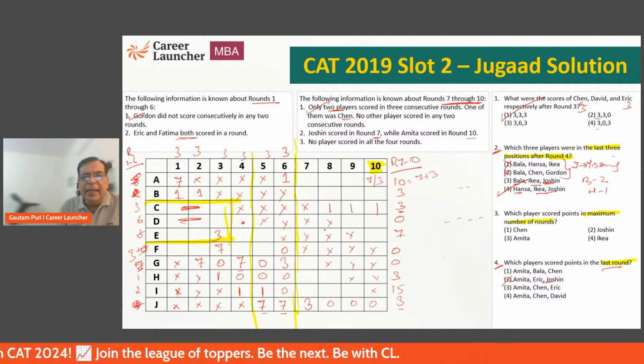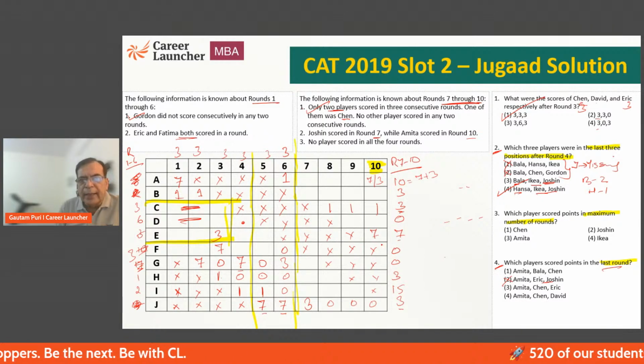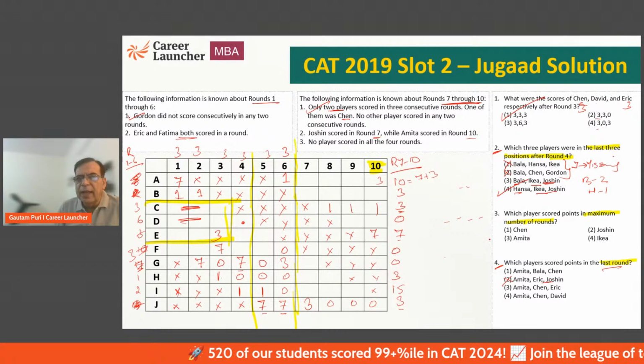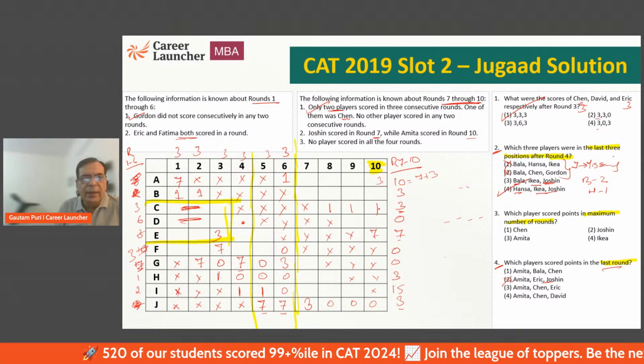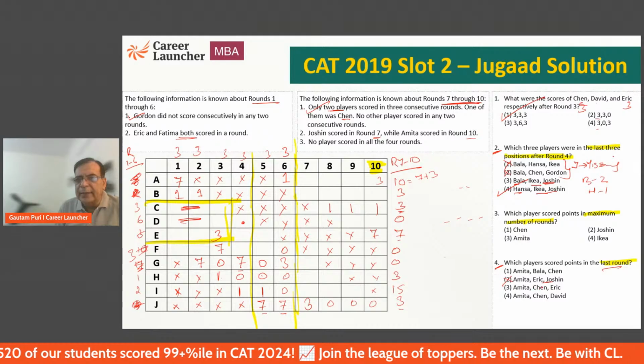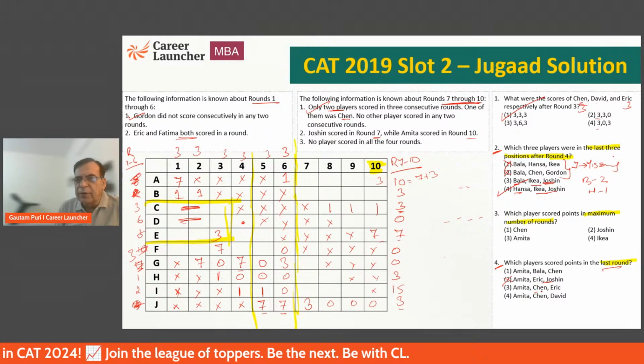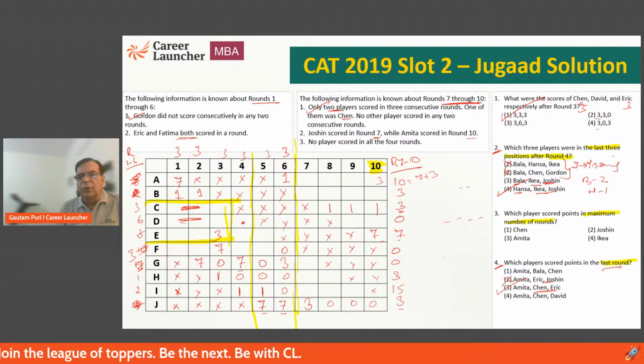Similarly, if you look at E, E has scored 7 points in round 10. So round 10, we have got the answer. Round 10, we have the answer for C, E. C we already had taken. E already also is here. So the moment you have C and E both, the answer becomes this one.